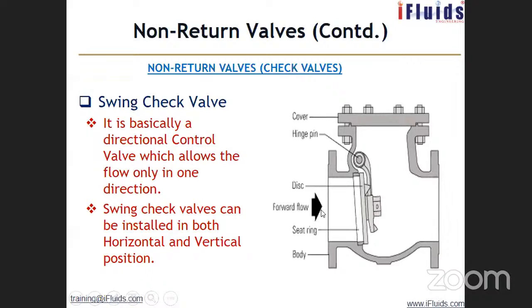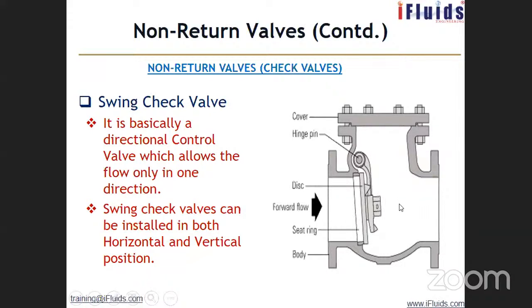When the liquid flows this way, it opens the swing check valve, and then the flow happens here. When it tries to reverse the flow, it will close it. Okay, the mechanical construction itself is a hinged connection. That is a cover, and this is the valve disc, which is nothing but a circular plate attached to the lever, and this operates through this pin which is secured on the valve body, and this is the seat ring. Okay, this is the body.